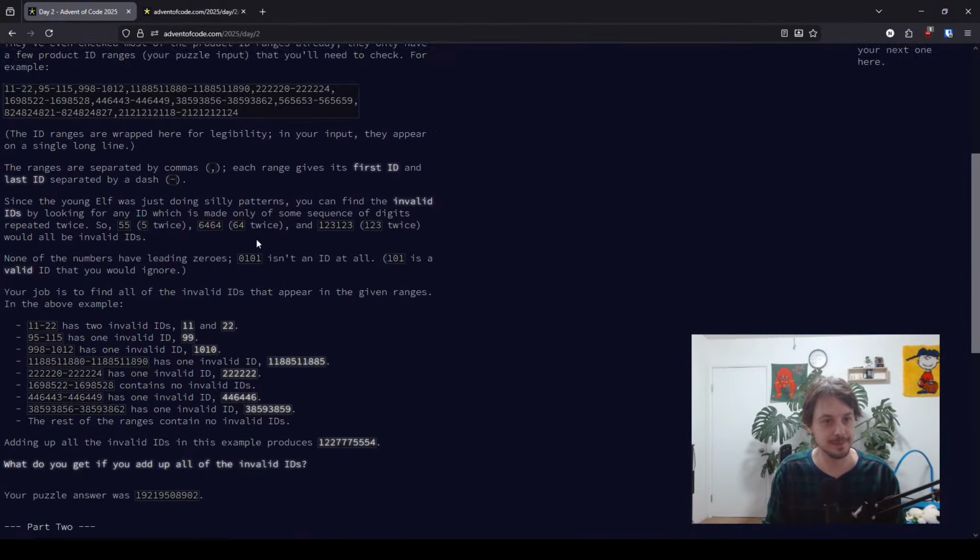So for the first part, it took me a second to understand the instructions here. But they're saying you're looking for any ID which is made of some sequence of digits repeated twice. So that basically means the first half and the second half are the same. So 55 is 5 twice, 6464 is 64 twice, 123123. Right, so you're just looking at the first half and the second half.